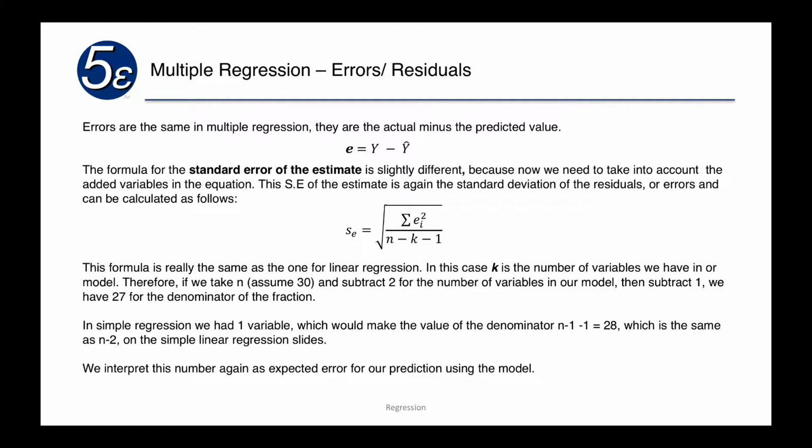Therefore, if we take n, assume it's 30, and subtract 2 for the number of variables in our model, and then we subtract 1, we have 27 as the denominator of the fraction. Now remember, in simple regression, we had one variable, which would make the denominator n minus 1 minus 1, which equals 28, which is the same thing as the n minus 2 that we had on our simple linear regression slides. We interpret this number again as the expected error for our prediction using the model.